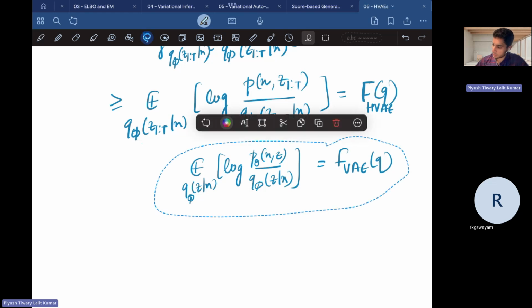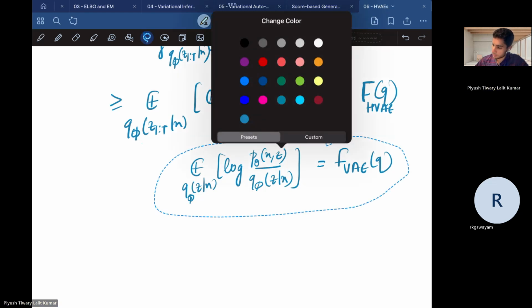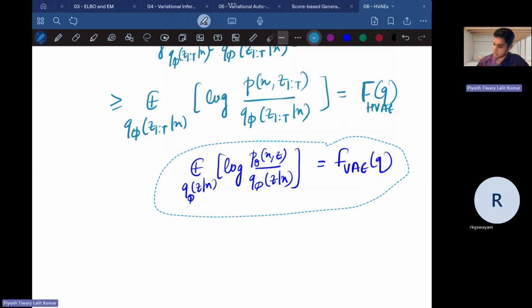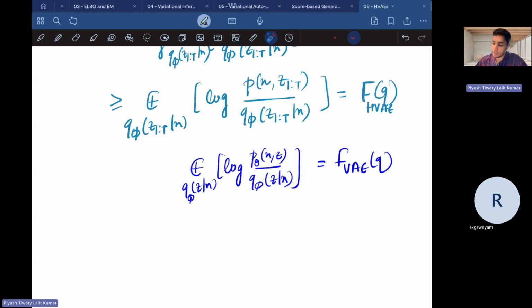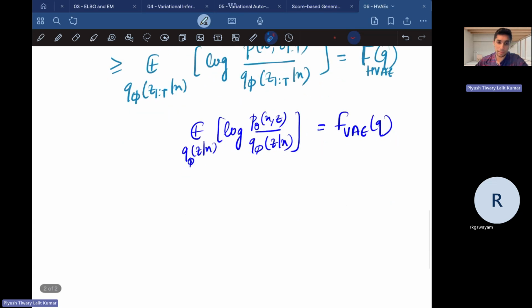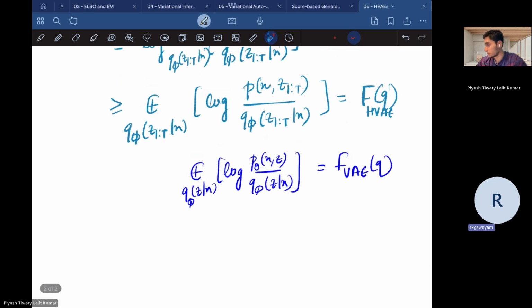This was your VAE ELBO, and this is your HVAE ELBO. The only difference is that instead of having one z, you have z1 to T. That's all. Quite simple, right? Nothing new till now. So notation wise, this z1 to T refers to z1, z2, z3, till zT. Is there any other interpretation of this term? No, that's all.